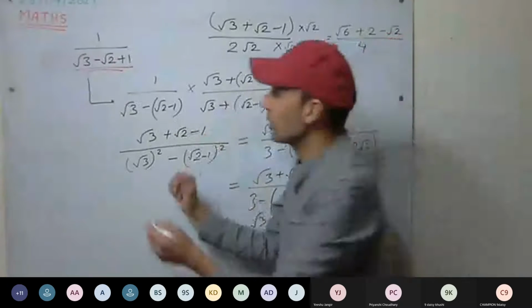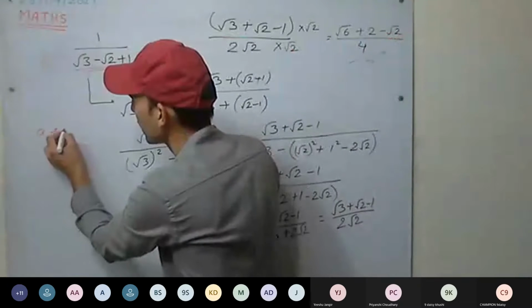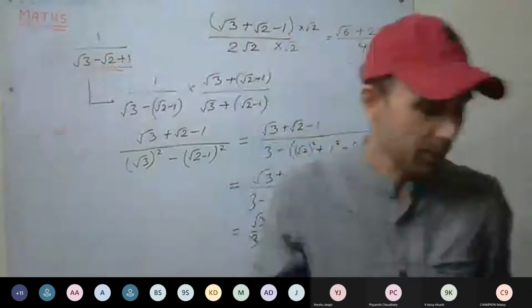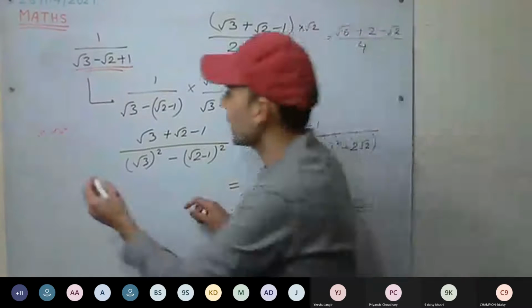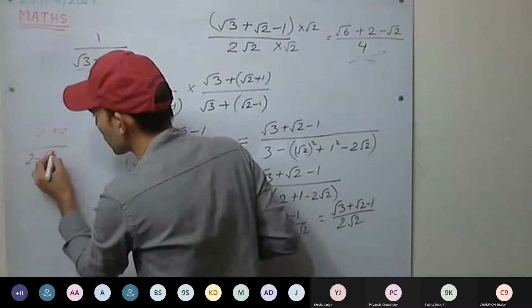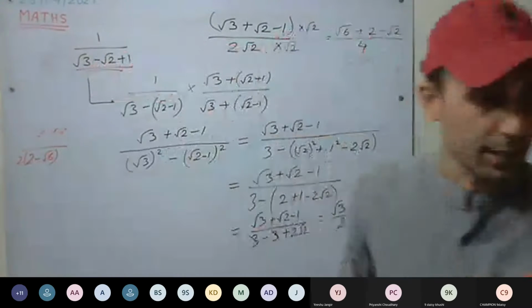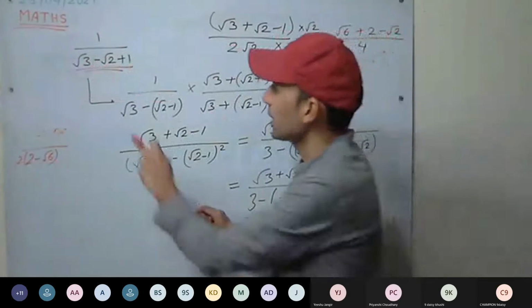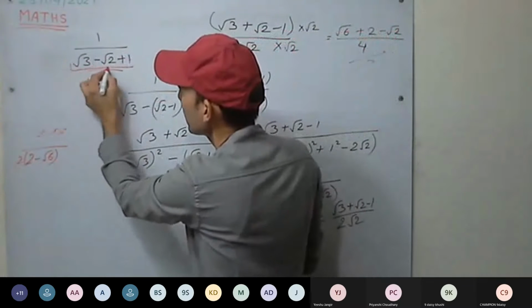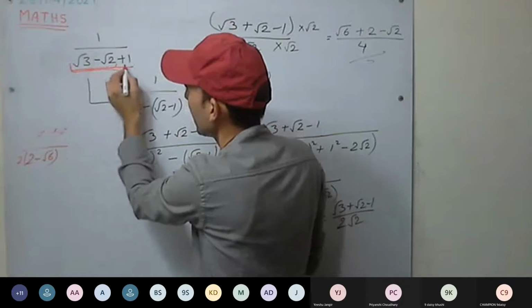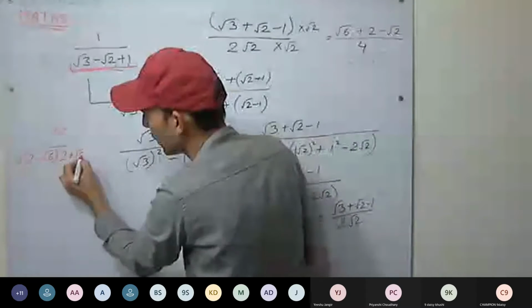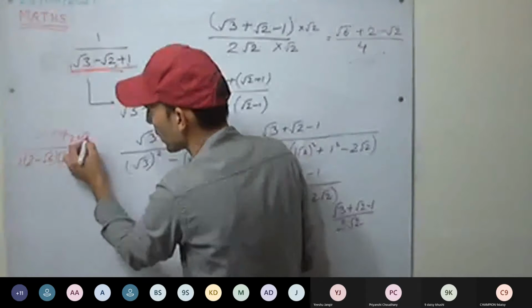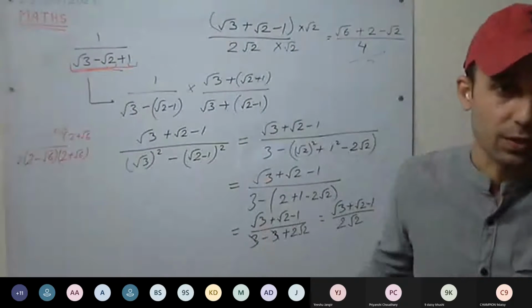In that case, in the denominator you will be getting 2 minus root 6. If you take this as one term and this as another term, you will be getting this as the denominator. So you have to multiply with 2 plus root 6, 2 plus root 6. Okay. That was one way to solve.